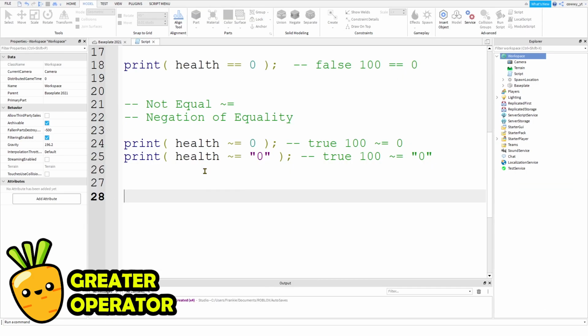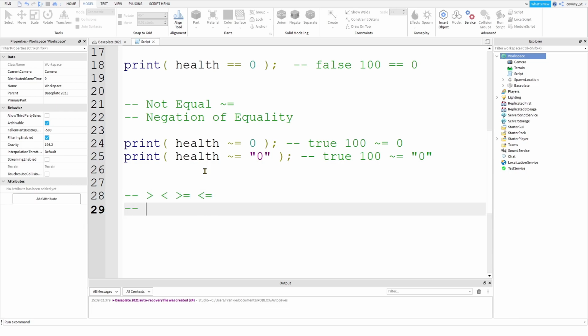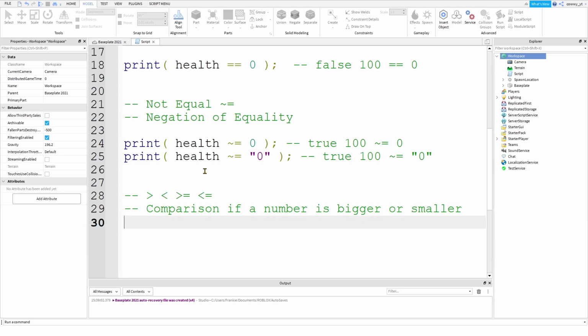So moving forward, the next 4 operators are very similar to one another, so I'm just going to do all 4 at once for you. We have greater than, lesser than, greater or equal, and lesser or equal. They are all comparisons checking if a number is bigger or smaller. The greater symbol will match anything that is bigger than itself.